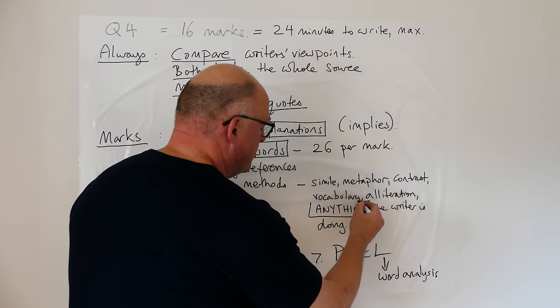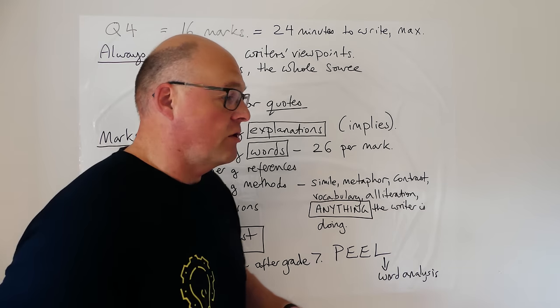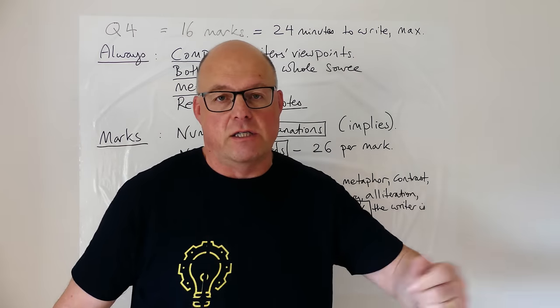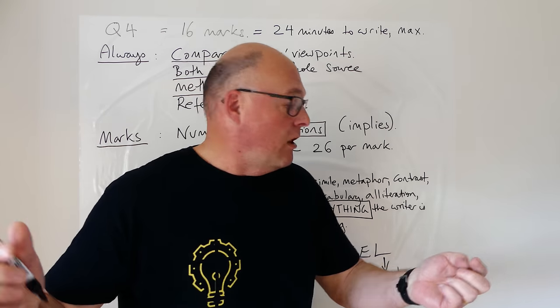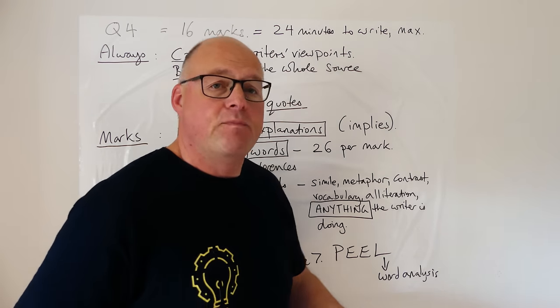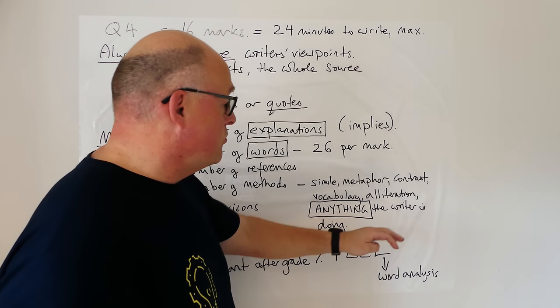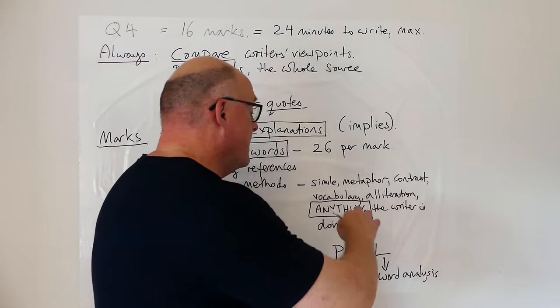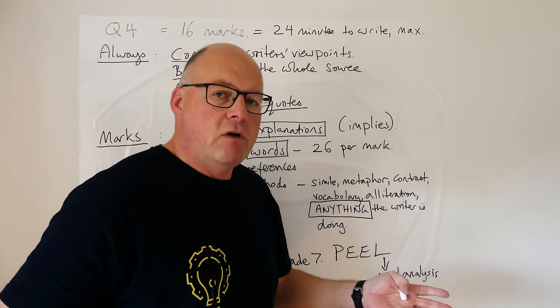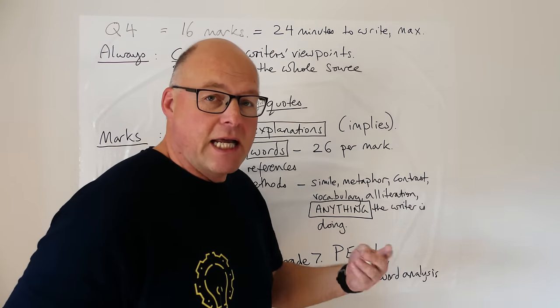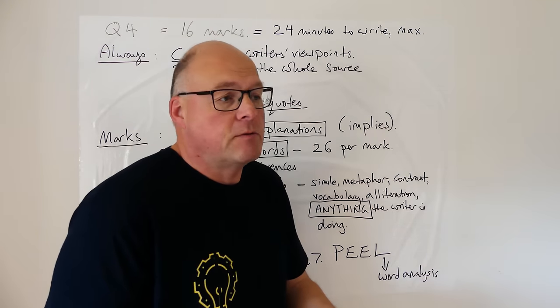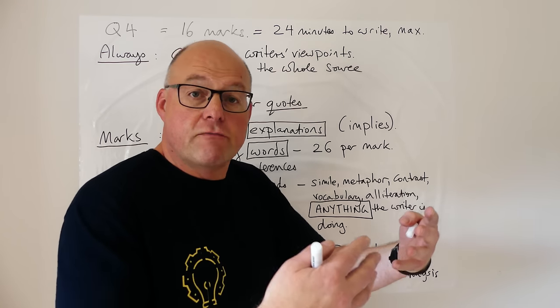So anything that you say the writer is doing, so if the writer is emphasizing, then although that's not a literary technique, the examiners will go, yeah, cool, that's a method, we're all right about that. So chill about method. Name it every time you spot one, but if you can't spot one, write the explanation anyway. And what's the explanation about?